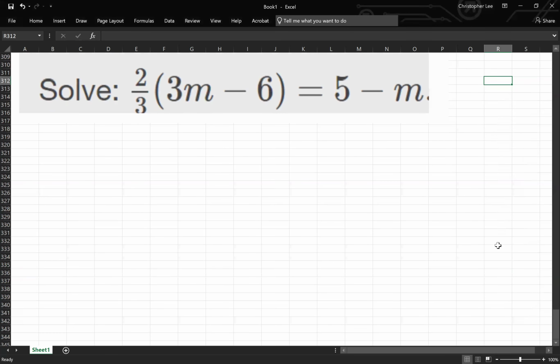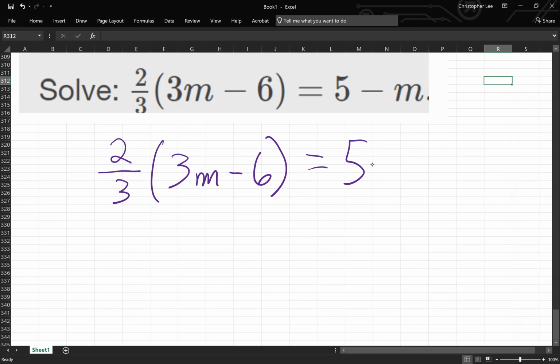All right, so try this out while I do something real quick. I'm gonna just rewrite it so that it's clear. This is 2/3 times 3m minus 6 is equal to 5 minus m. All right, give me 1 second. Y'all try that out.